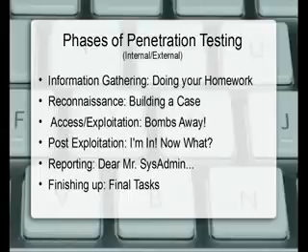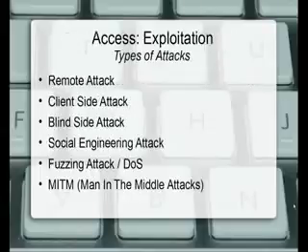Some of the things we're going to be using we'll get into here in just a minute. So let's talk about the types of different attacks for exploitation. There's a remote attack, a client-side attack, a blind-side attack, social engineering attack, a fuzzing and denial of service attack, and man-in-the-middle attacks. So you might be asking yourself, why so many different attacks? Well, I'm going to explain just the top three here because that's what we're going to actually be getting into today. Actually, we'll be getting into the top two, but I'm going to explain the blind-side attack as well.